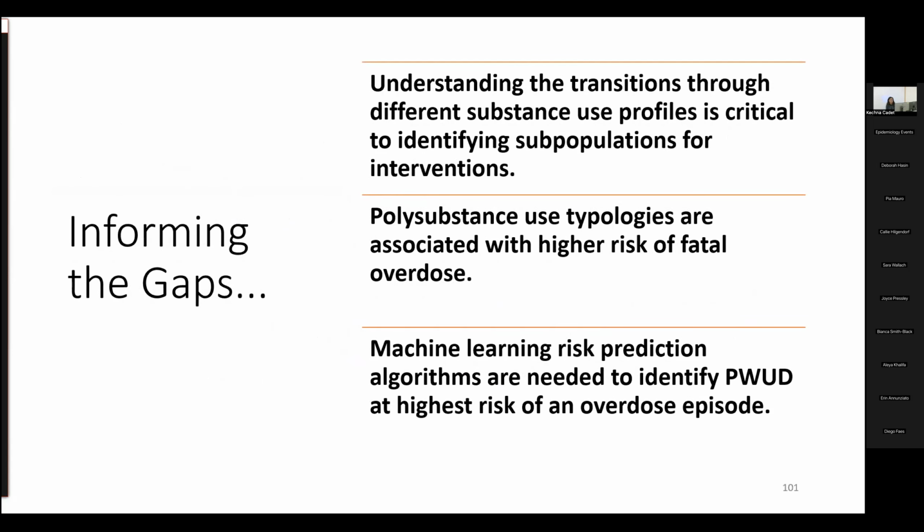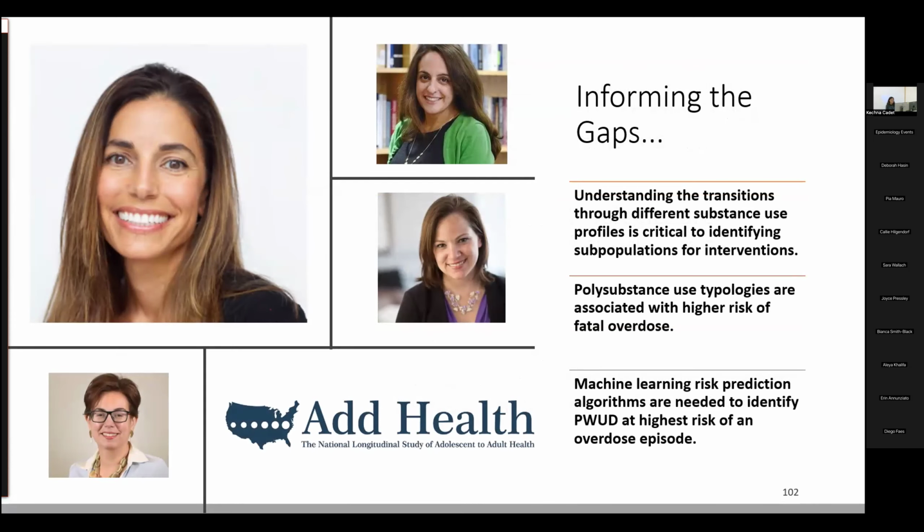The K is really going to focus on informing some of the current gaps in the literature. For example, understanding how individuals transition across different profiles of polysubstance use, because a lot of times someone may start with a specific profile, but they change over time, right? So it's very critical that we identify some of these subpopulations so we know when and where to intervene early on. Also understanding which typologies are at increased risk for fatal overdose as well as all-cause mortality, and developing a machine learning risk prediction algorithm to identify people who use drugs who are at the highest risk of an overdose episode. Again, I'm showing my amazing mentorship team for the K here, and I plan on using the Add Health study to answer a lot of these questions.